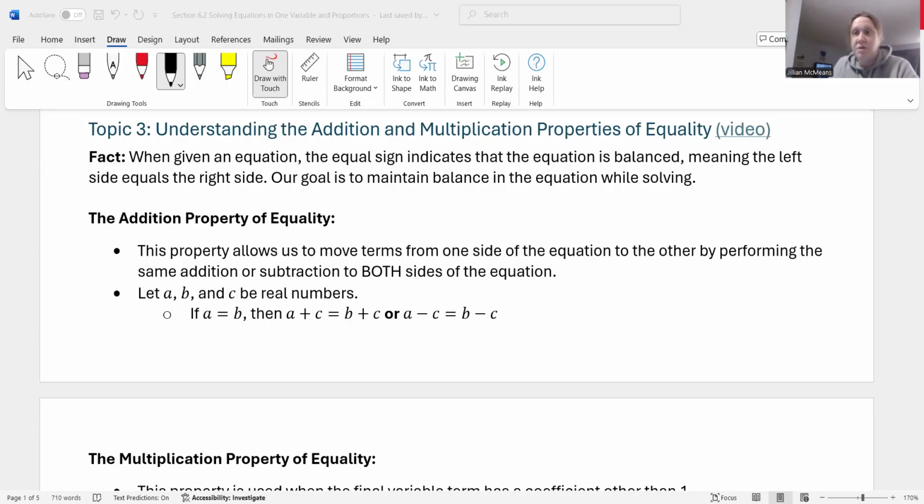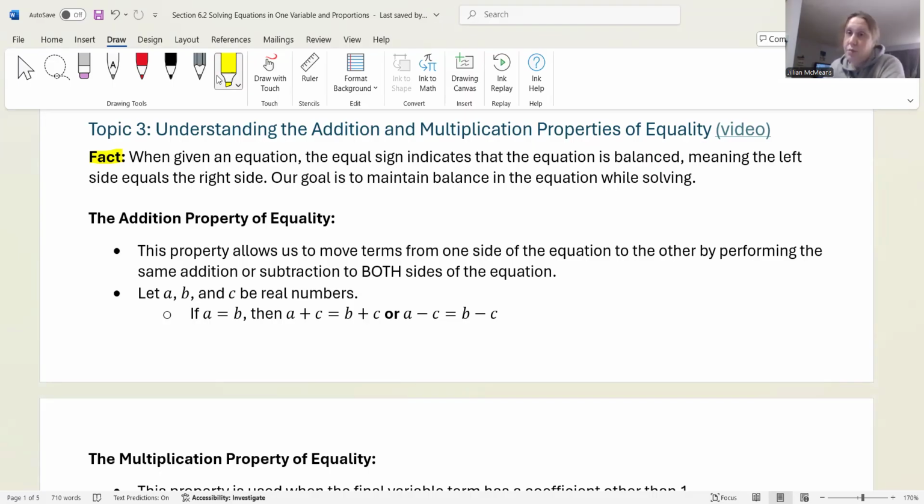So the first thing I have here is just a reminder. When given an equation, the equal sign indicates that the equation is balanced, meaning the left side equals the right side. Our goal is to maintain balance in the equation while we're solving. So really what that means for us is whatever we do to one side of the equation, we have to mimic it on the other side of the equation.